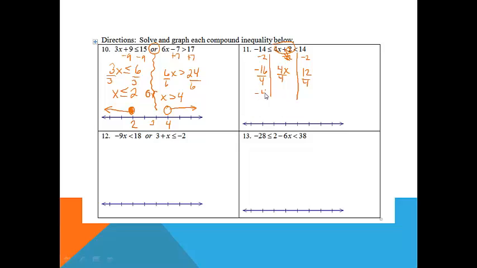So I'll get negative 4, x, and 3. And now just bring down your sign. So we have less than or equal to, and then a less than sign. So that is my answer. That's my solution. And then to graph it, I know it's a connected graph.